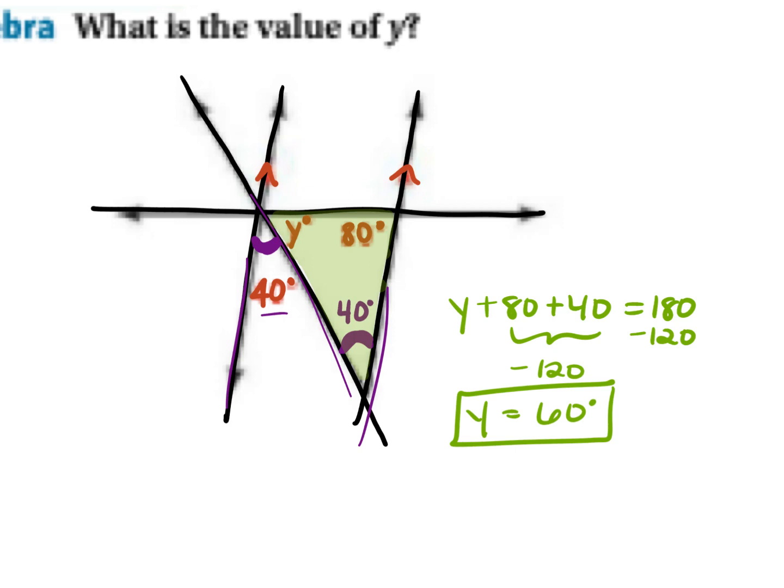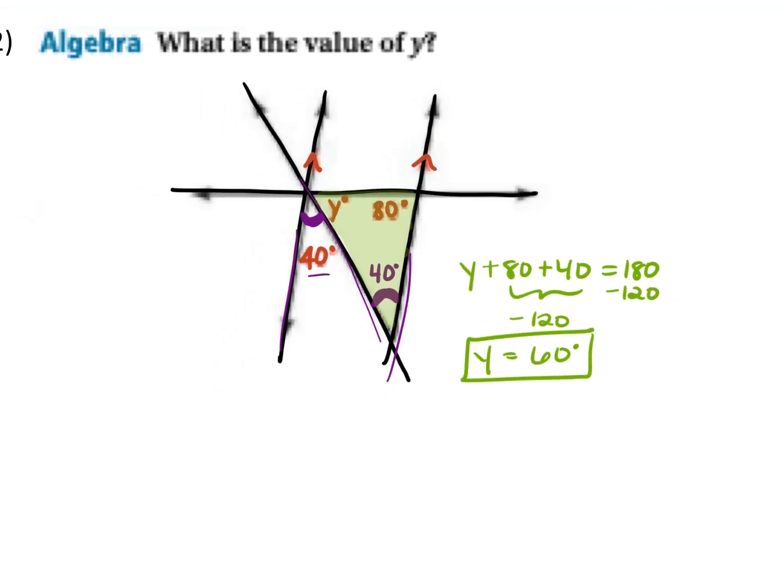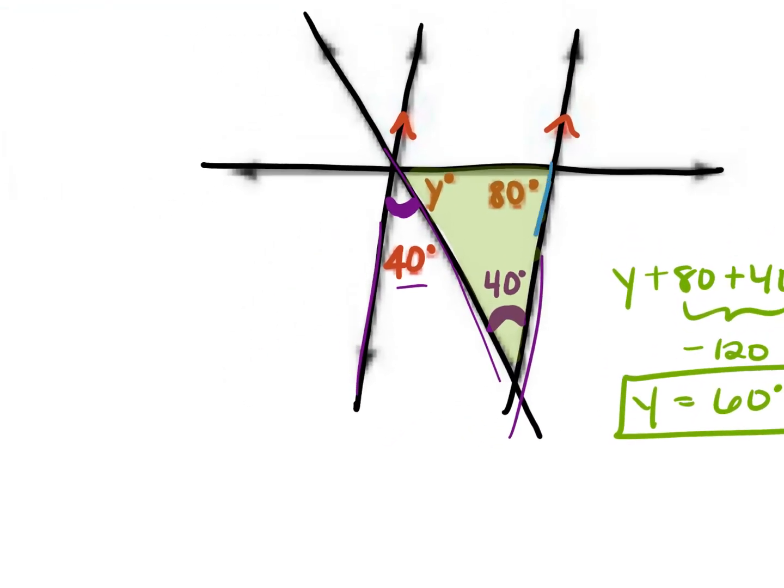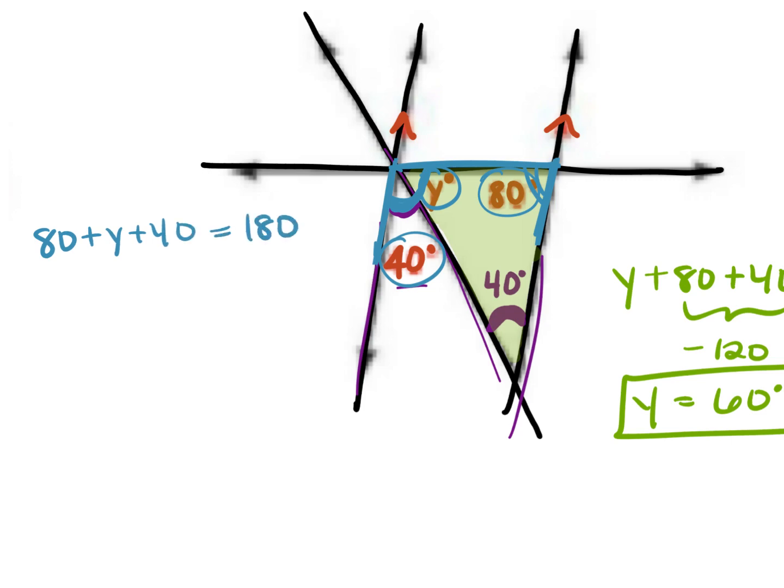Let me show you another way that you could look at this problem. You could have said that this setup, so this whole angle and this whole angle are same side interiors. And same side interiors are supplementary. So 80 and y and 40 would have to add up to 180 because they're same side interiors.